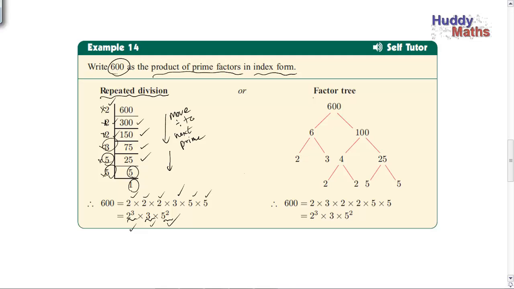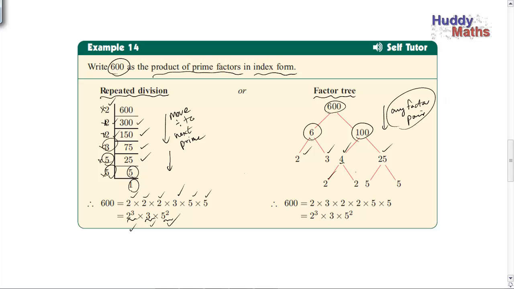Okay, the other way is a factor tree. Start off at 600 and do any pair of factors, any factor pair. Doesn't have to be prime or anything you can think of. When you get there, you then keep breaking it down. So 6 is 2 by 3 and they are both prime, so you go no further. 100, what can you think of? 50 times 2 or 4 times 25? Doesn't matter which one, any factor pair, and you keep breaking it.